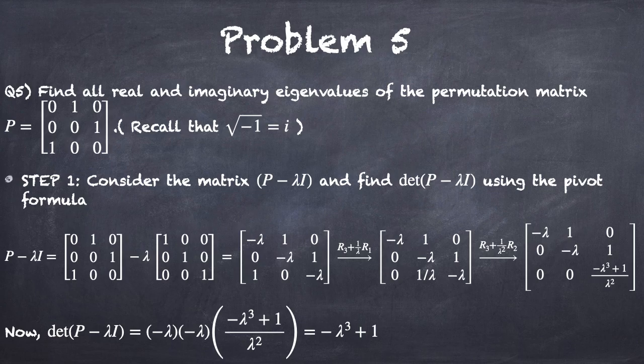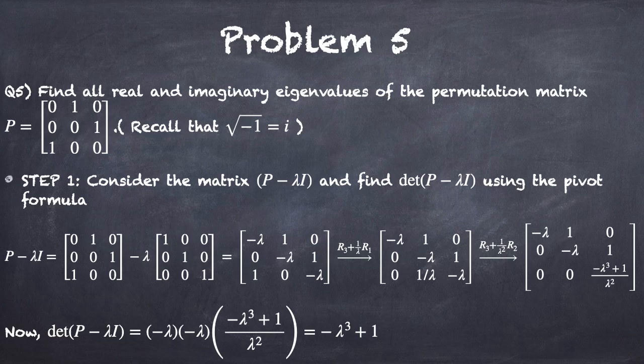So I did the row operation R3 plus 1 over lambda R1. I got rid of the first entry in the third row, but then it changed the second entry of the third row, so I had to get rid of that as well. So I did another row operation. In the end I got negative lambda, negative lambda cubed plus 1 over lambda squared as the three diagonal entries.